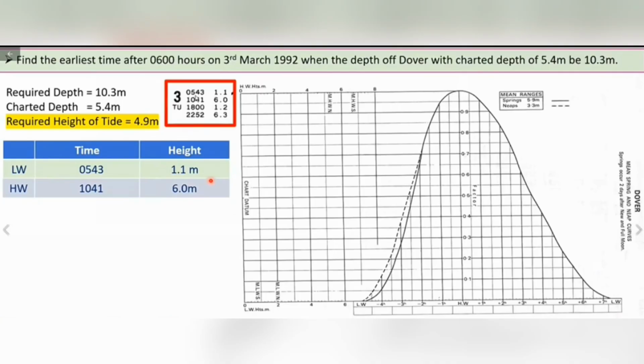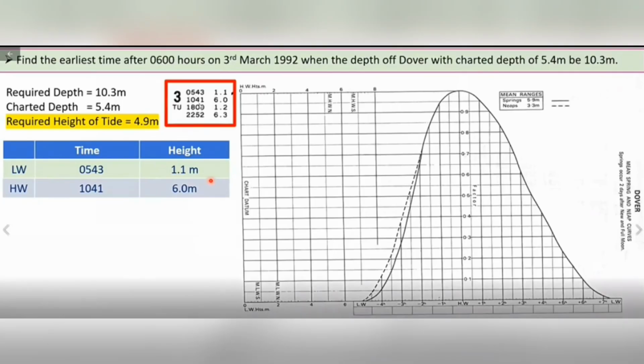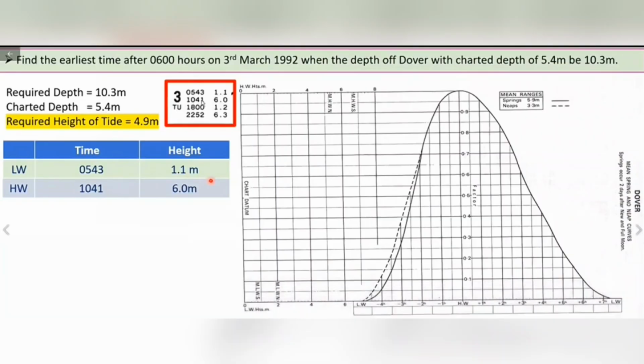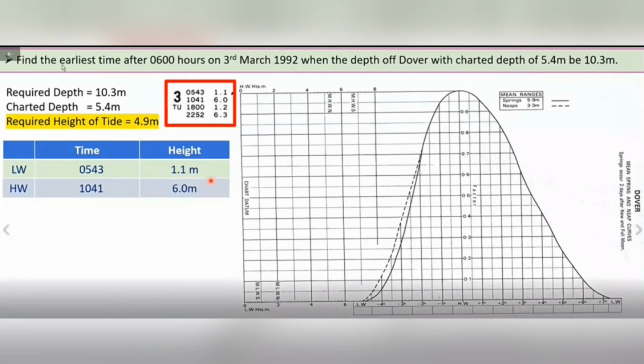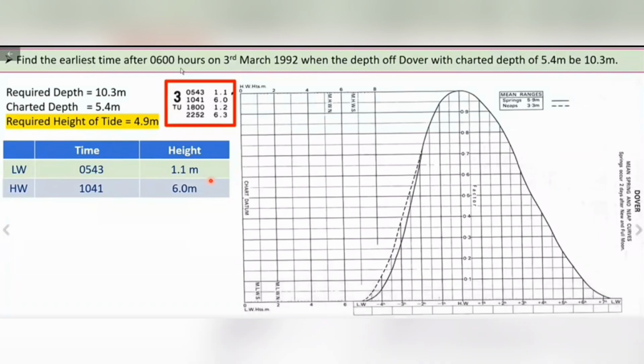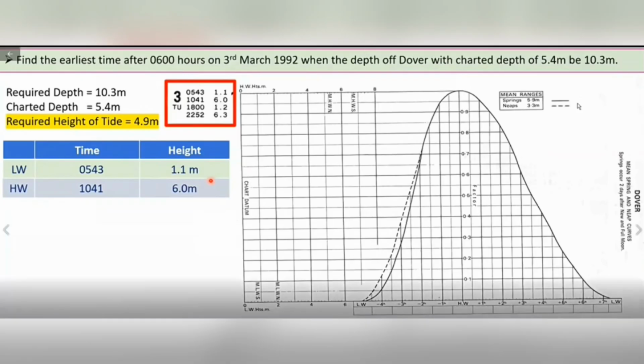वेरी गुड. सो इसीलिए हमने 543 और 1041 इन दोनों को पिकअप किया है. अब 4.9 1041 के बाद भी आएगा, लेकिन हम उसे नहीं कंसिडर कर रहे हैं क्योंकि क्वेश्चन में उन्होंने हमें अर्लीस्ट टाइम बोला है आफ्टर 6 o'clock. यस सर. क्लियर बेटा? चलें आगे. यस सर. वेरी गुड.